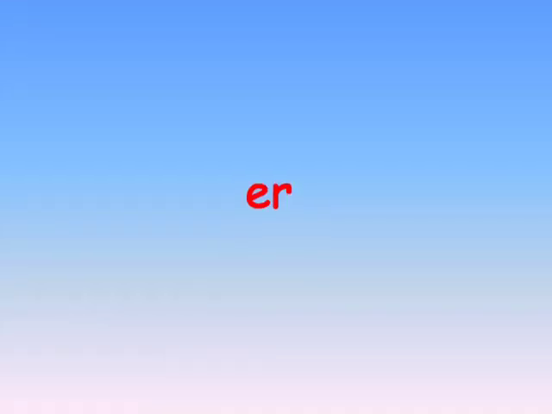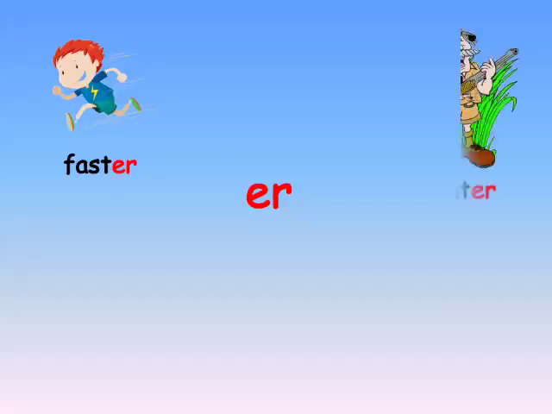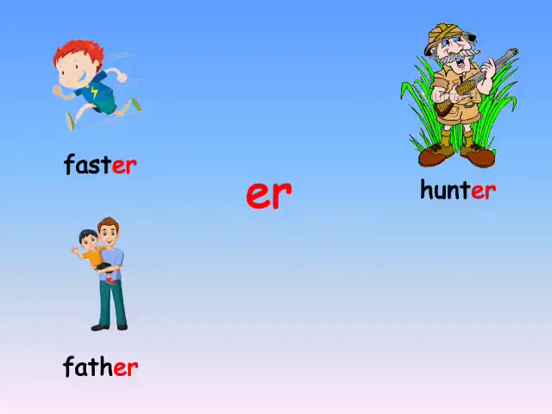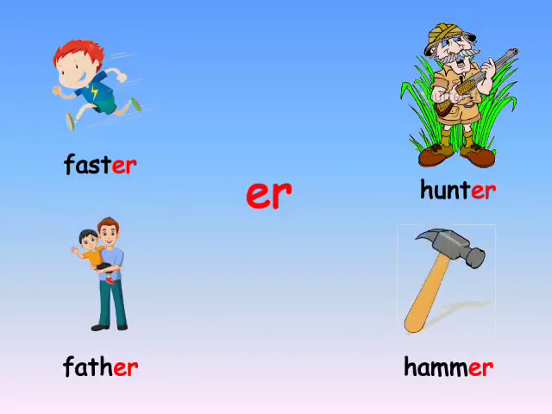ER makes R sound. What is this boy doing? He's running. Is he running slow or faster? Yes, he's running faster. Repeat, faster. Who's this? Very good. He's a hunter. Who's carrying the small boy? Yes, it's his father. Father. Hammer. Again from first: faster, hunter, father, hammer.